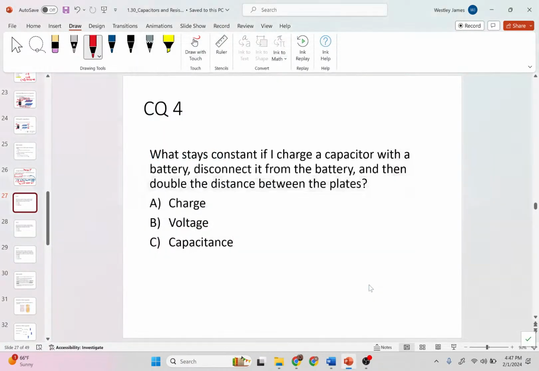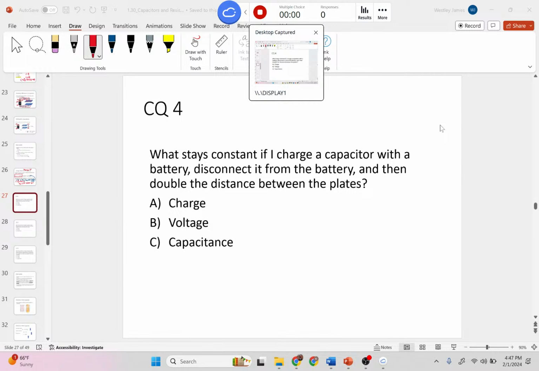All right, so hopefully you all have had a lot of time to think about this. So I'll give you 30 seconds. Won't wait that long. Just give you all enough time to respond. So what stays constant if I charge a capacitor, disconnected, and double the distance? Is it charge, voltage, or capacitance? All right, and we'll close it out in 5, 4, 3, 2, 1.